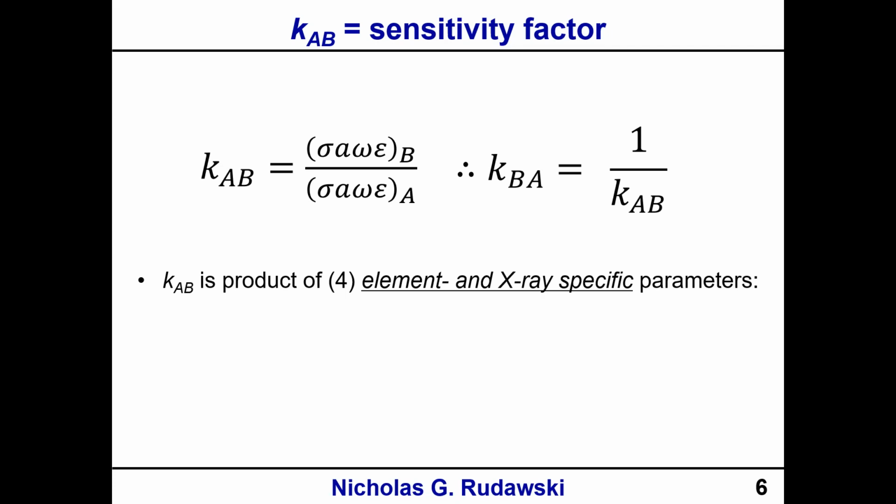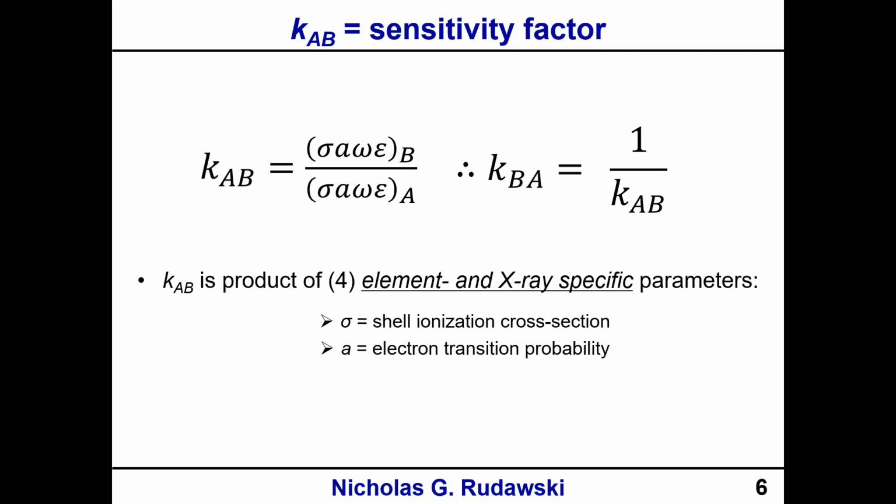So again, we have, I say, 4 element specific parameters. Technically it's 8 because you have 2 elements there. But you have sigma, which is the shell ionization cross-section, depending on the shell for the element. You have A, which is the electron transition probability. So once you cause the ionization, what electron transitions down to fill the hole, and then the X-ray is generated.